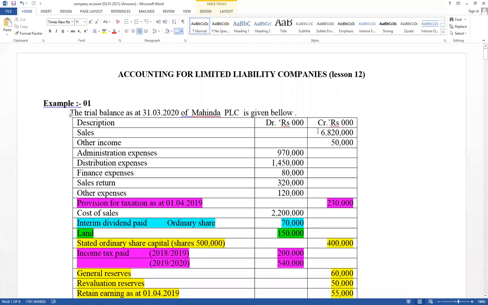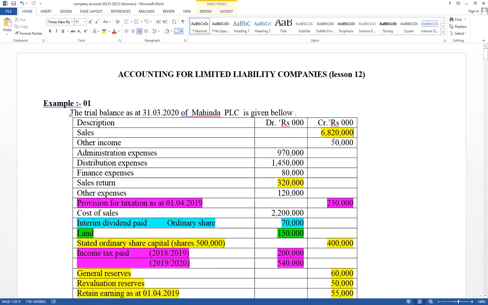As sales, the net value should be included. It means if sales return is given, it should be deducted and the balance part should be included. Therefore, here net sales equal 6.5 million. From this value, deduct sales return. Net sales should be included. Therefore, this one minus this one equals 6.5 million. That is the value that should be included in the income statement as sales.